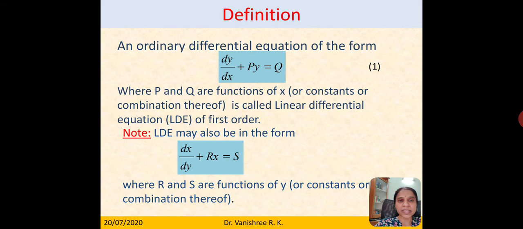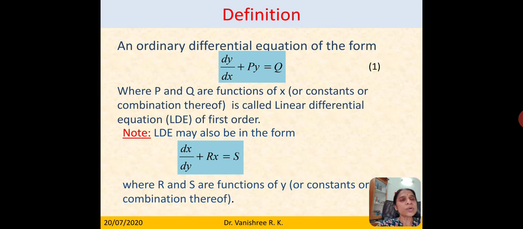As the name suggests, you can see that the derivative dy by dx is the first order derivative. Hence it is called a first order differential equation. And since it is in a specific form, which is dy by dx plus py is equal to q, therefore it is a linear differential equation of first order.